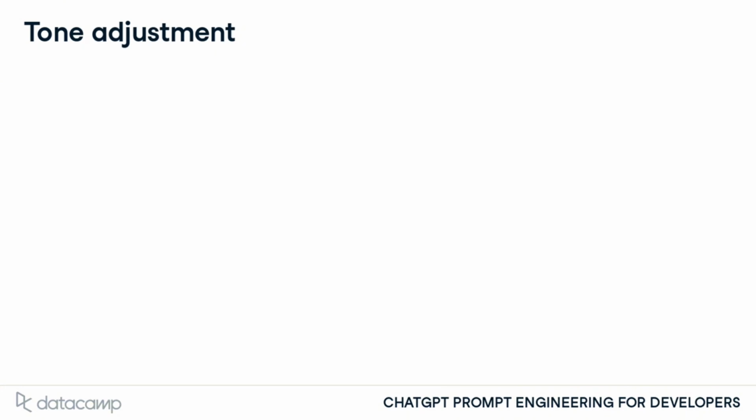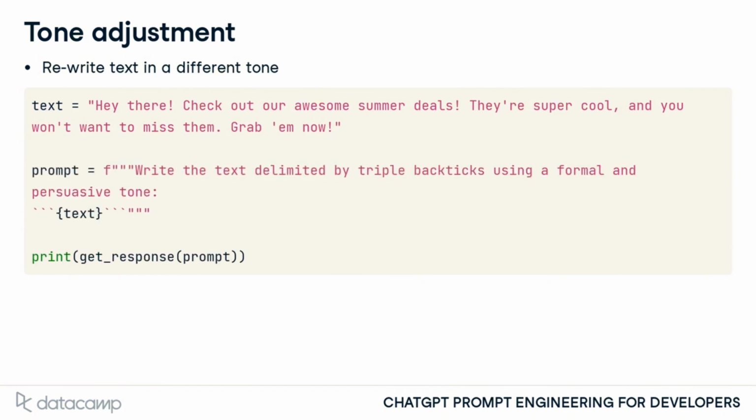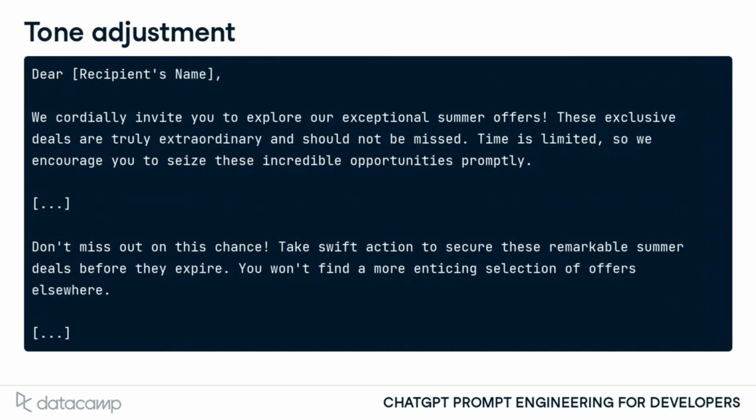With tone adjustment, text is rewritten to suit various business needs. For instance, a marketing company might have an informal promotional message about its summer sales. We can ask the model to rephrase it more formally and with a persuasive tone by specifying this in the prompt. The text is now transformed into a professional invitation for customers to explore remarkable summer sales, highlighting unique benefits. The tone and structure are more formal and polished.